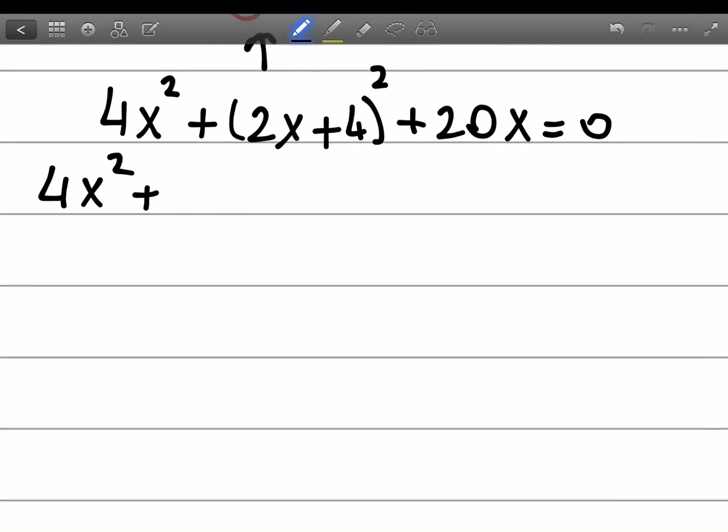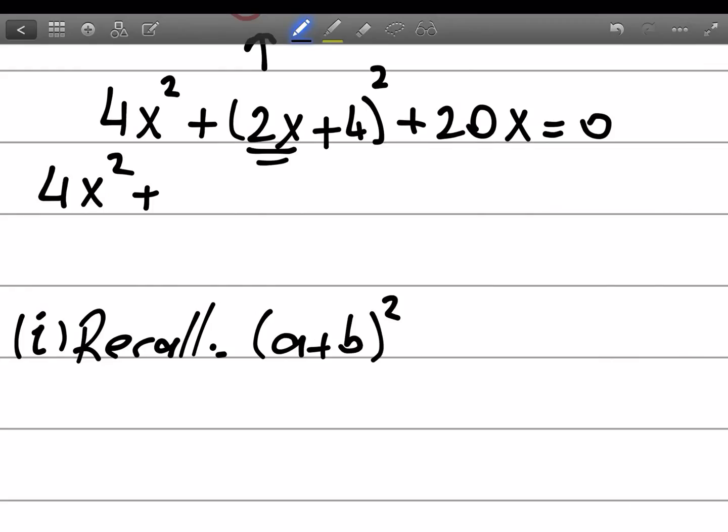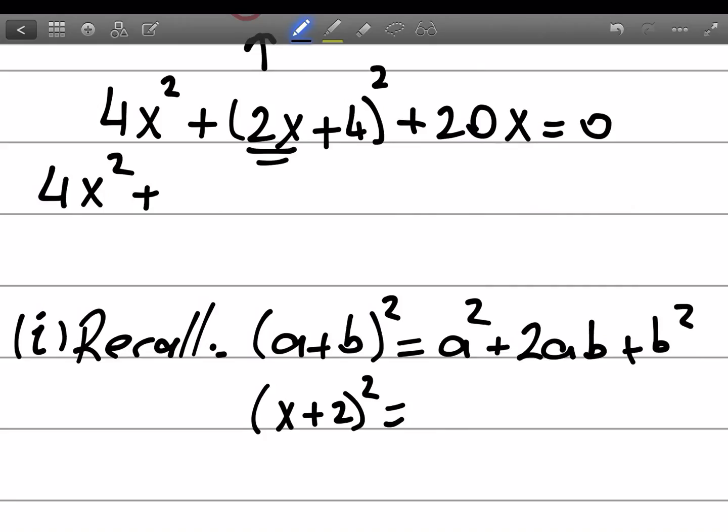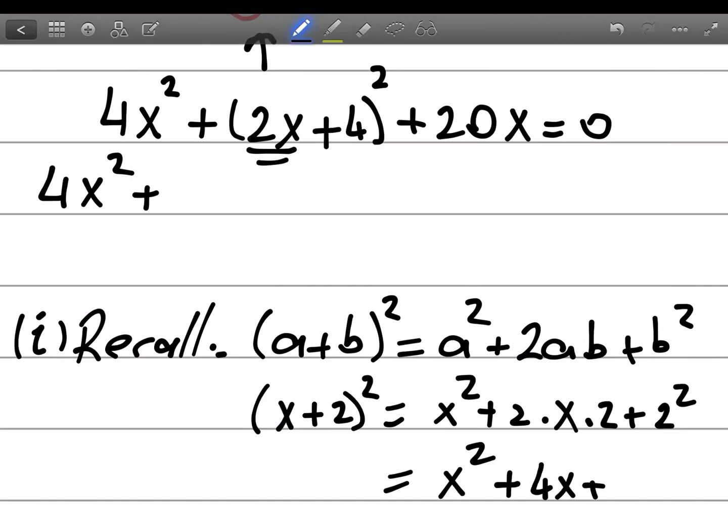We know how to take a parenthesis square. Let's do some recall here. (a + b) squared means a squared plus 2ab plus b squared. For example, (x + 2) squared is x squared plus 2 times first term, second term, and square of second term. It will be x squared plus 4x plus 4. That's the recall for us.